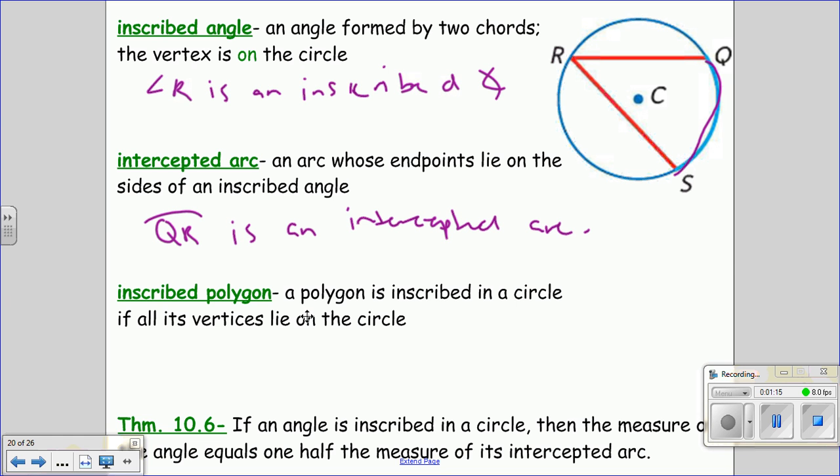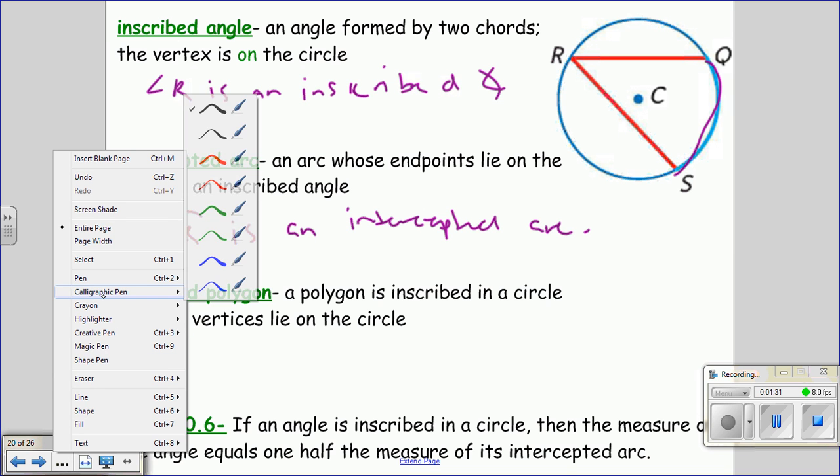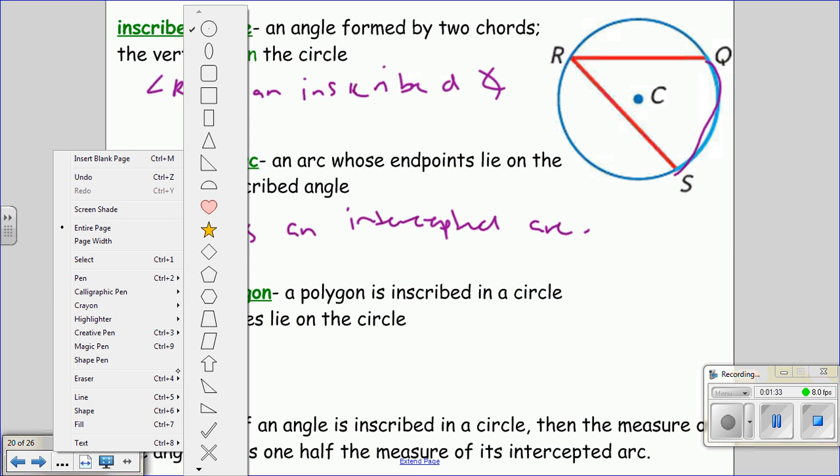Inscribed polygon. We mentioned this on day 1, but again, an inscribed polygon is a polygon that is inscribed in a circle where all of its vertices lie on a circle. So just refer back to day 1's notes and you can redraw the same figure or create a new one, doesn't matter.